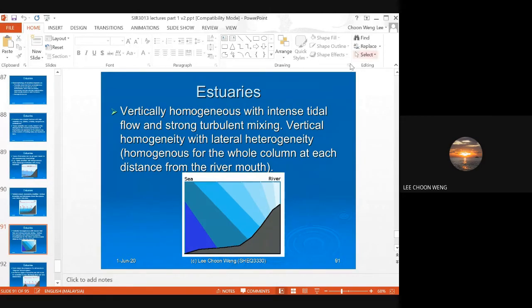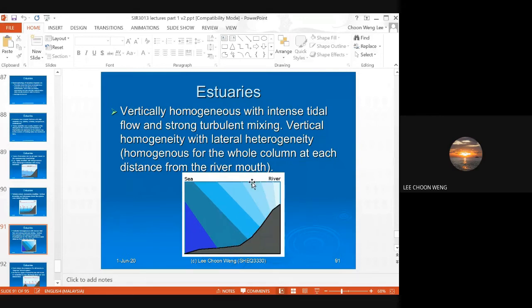Another type is the vertically homogeneous estuary with intense tidal flow. This is where the seawater is strong. You have very strong tidal action. So whatever fresh water flows into the river mouth is immediately mixed by the sea. So there is actually vertical homogeneity. It is vertical mixing.